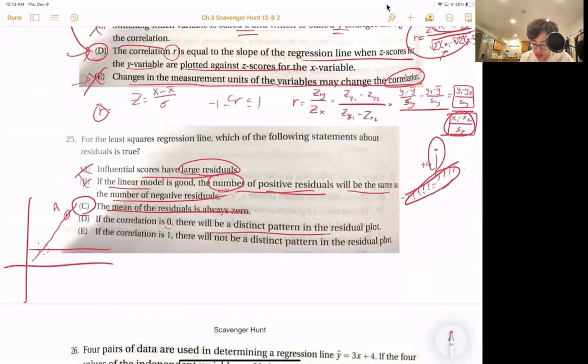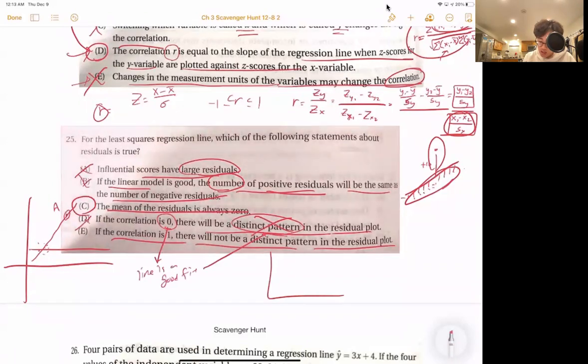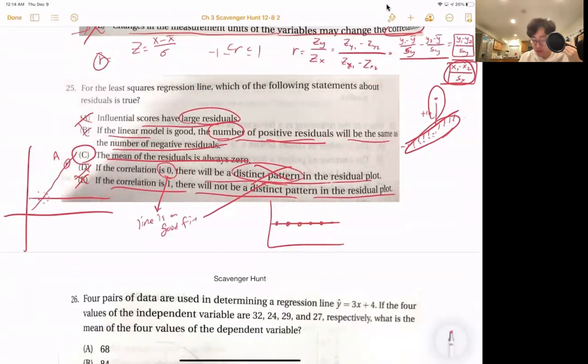If the correlation is 0, there will be a distinct pattern in the residual plot. I don't think there should be a distinct pattern. If it's 0, that means the line is a good fit. If a line is a good fit, you shouldn't see a pattern. You should see scatter. If the correlation is 1, there will not be a distinct pattern in the residual plot. There will be a distinct pattern, because if r is 1, all the dots fall on the LSRL, so there are basically no residuals. You see a straight line in the residual plot, which is a pattern. Not a curved pattern per se, but there's a pattern.